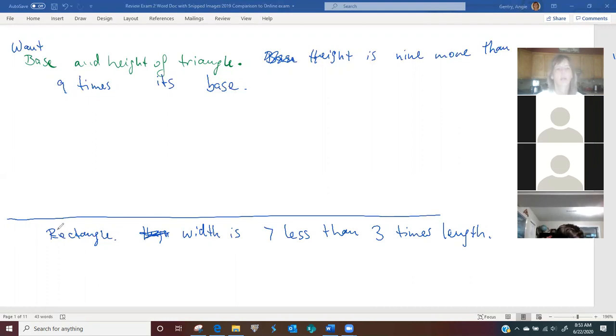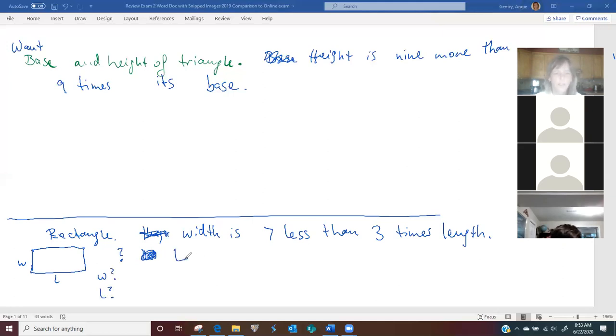So first, I always do a little sketch. A little sketch helps, and you're going to have a width and a length. Or you could call this a base and a height, couldn't you, on a rectangle? And then I want you to say, hey, what am I looking for? You're looking for the width and the length.